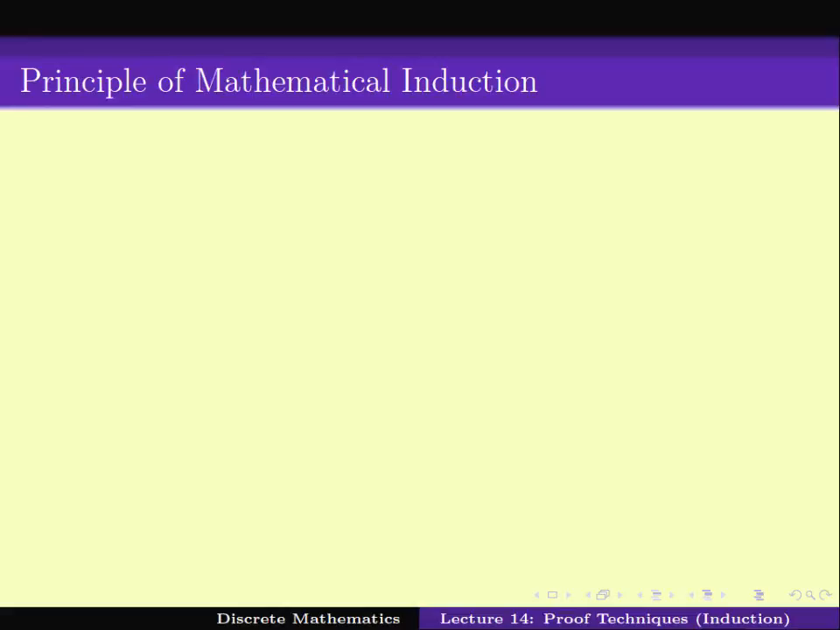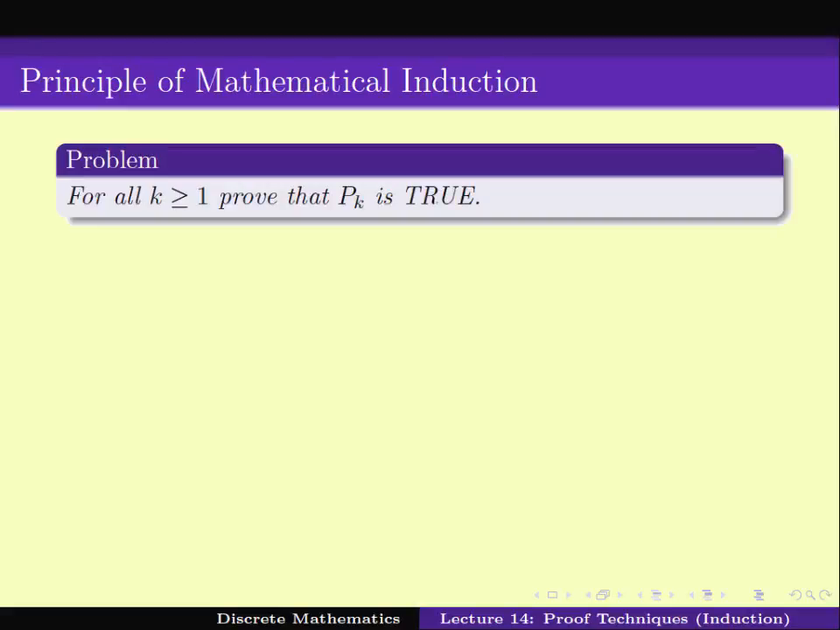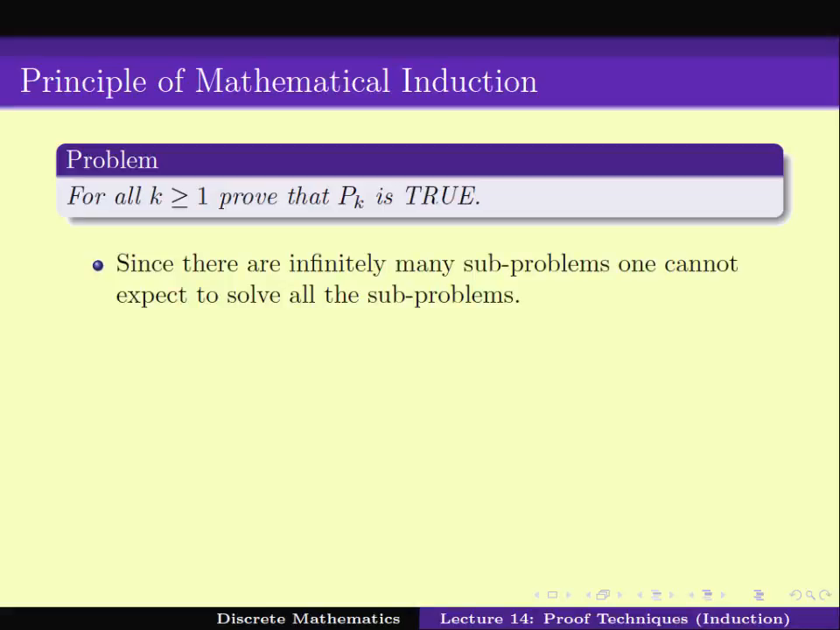Now, what do I do after that? I cannot go about just proving all the different Pk's. So, for example, if I have to prove that for all k greater than or equal to 1, pk is true, there are infinitely many subproblems, and one cannot expect to solve all the subproblems. So, how do we go about it?